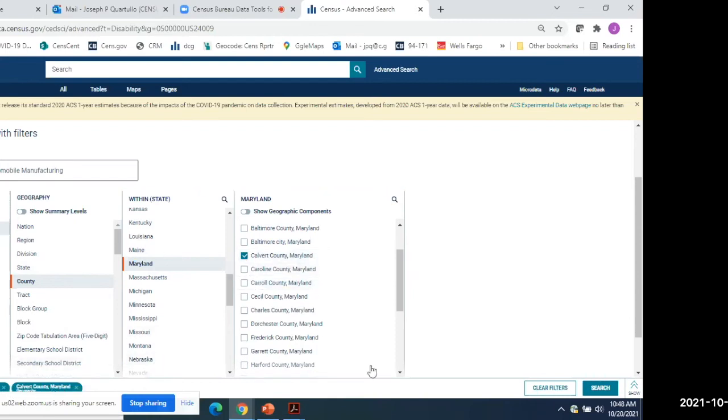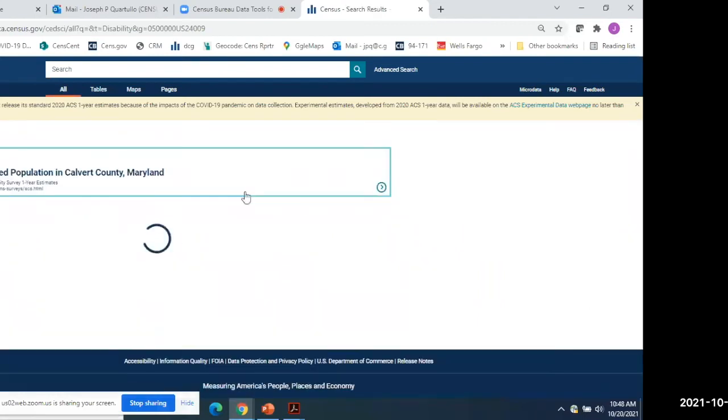So when I click search, we're going to get a bunch of tables that give us information about data for Calvert County, Maryland, having to do with disability. We get the top statistic coming from the ACS, the number of people disabled in Calvert County. But we're waiting here for a bunch of tables to appear to give us an opportunity to look deeper into the table.